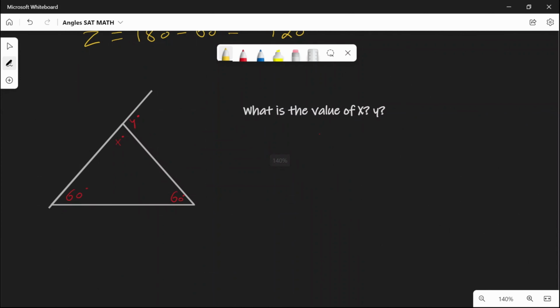Now what about this example? What is the value of x and the value of y? So here you should notice that y is the exterior angle to this triangle, right? So we can get the value of y by adding the values of these two opposite angles. So y will equal 60 plus 60. So y will be equal to 120 degrees.